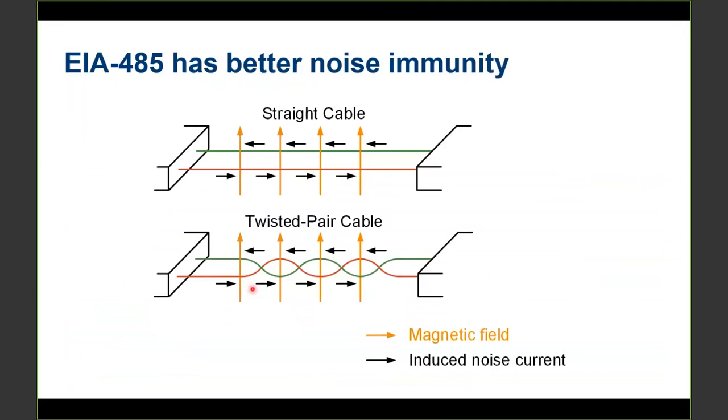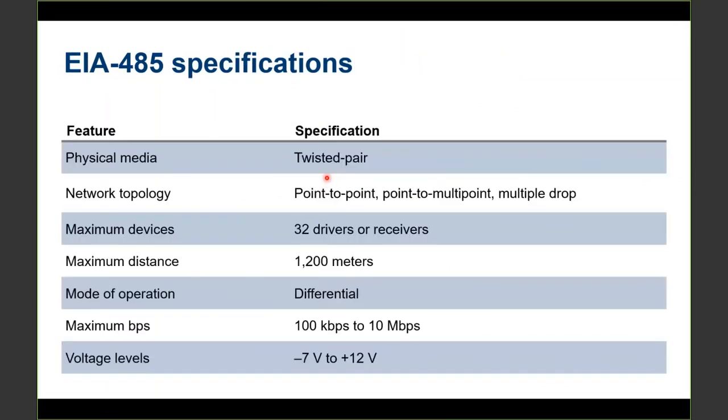When you have a twisted pair, with every twist you're basically canceling out the induced noise current. When you just have a pair of straight cables, all of those induced noise currents add up, and you get a really noisy signal. So if you twist the cables, the induced noise current cancels out. That's one reason why it can go much further. The other reason is this differential mode of operation, and I'm still going to talk about that in an upcoming slide.